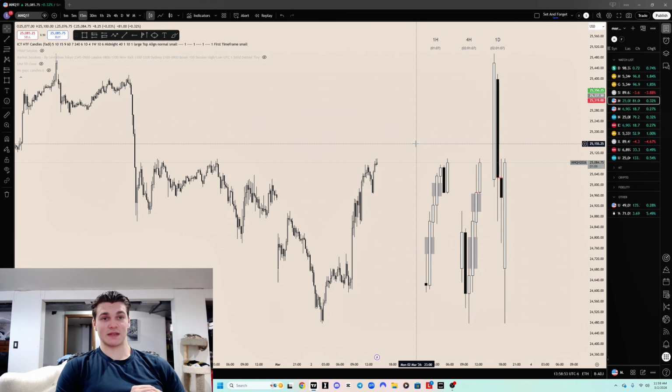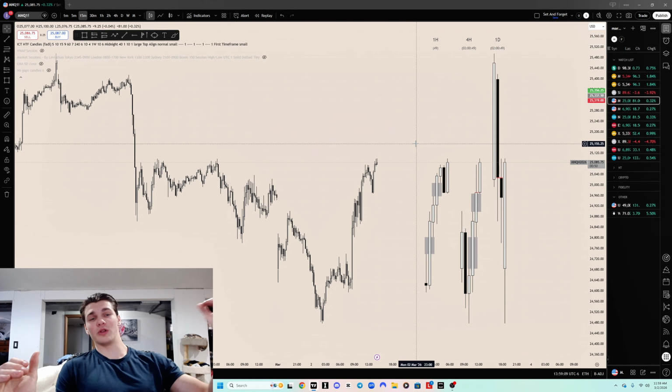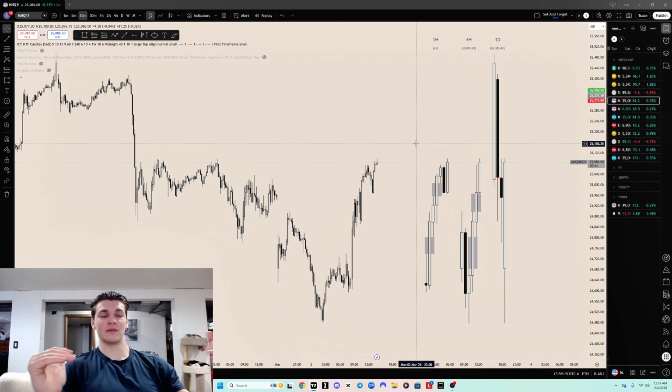I told you about extended POIs. An extended POI just means that no new POI was ever created. That's why I said that a POI that was still valid is an extended POI, because no new bearish POI or no new bullish POI was created. That POI is still valid until a new one is created.